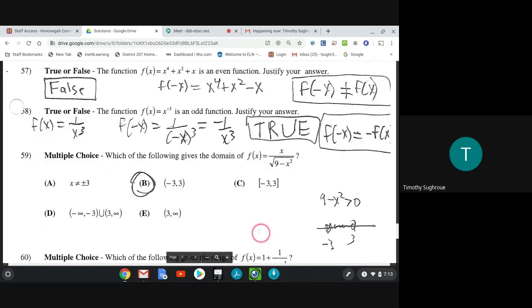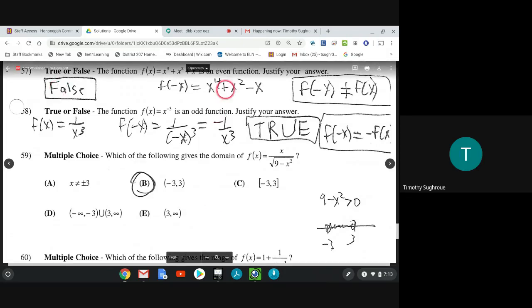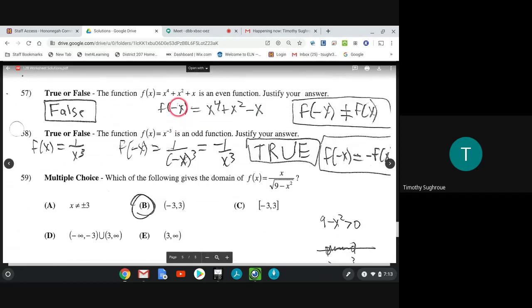True or false, the function given here is an even function. Justify your answer. It is false. If I plug negative x in, I do not get the same function back out. Yes, this term is the same because I raise it to the 4th power. It turns positive.